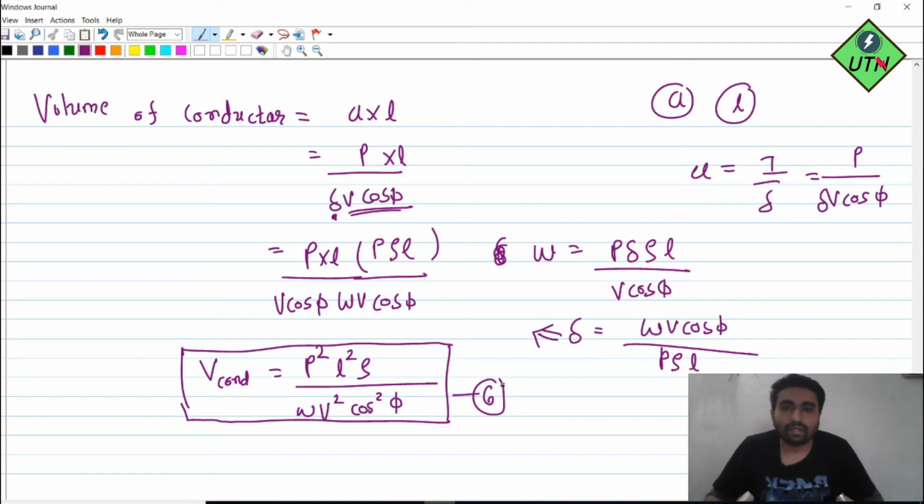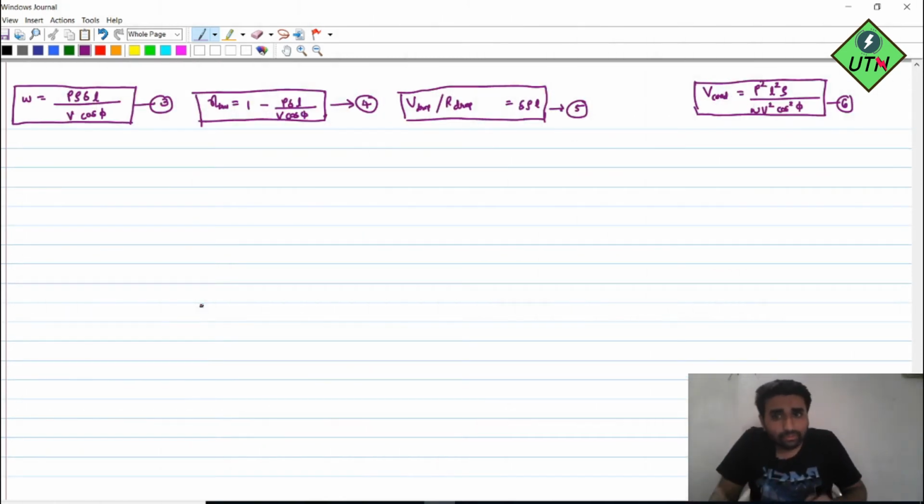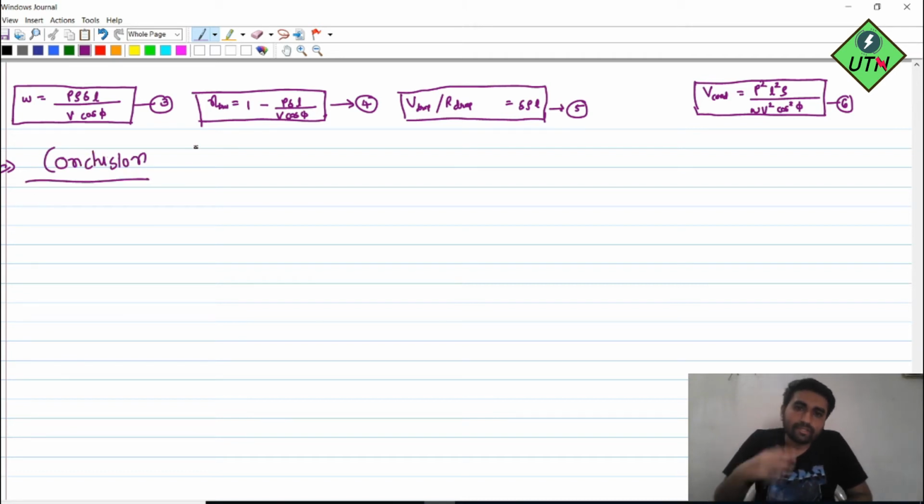Okay, so now we have derived these 6 equations, and let us gather all of them, and now we will get the conclusion from these equations. We are dealing with the question of why high voltage is required, and now we have these 4 equations.